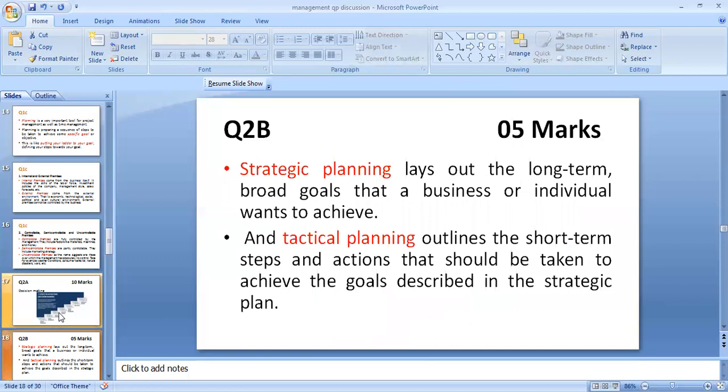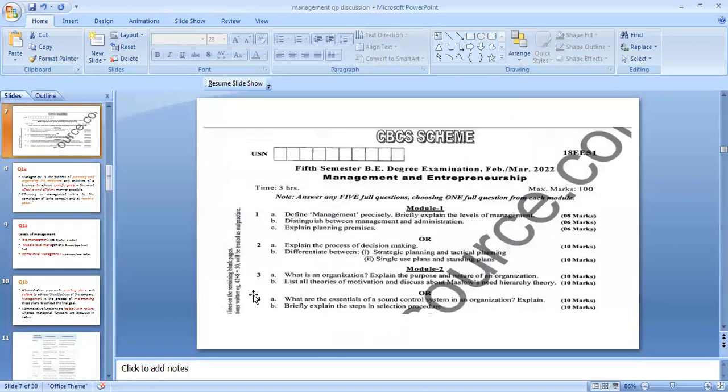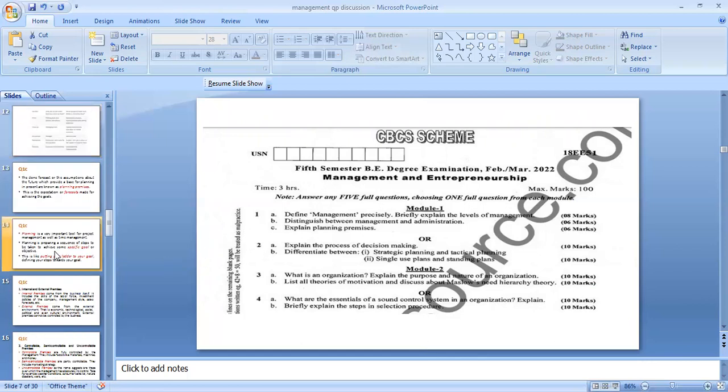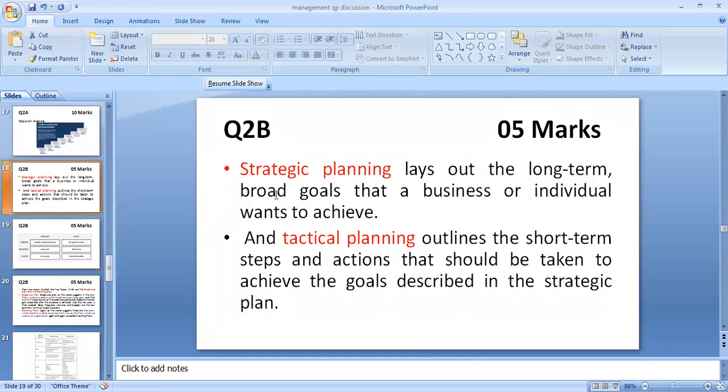Now I would like to discuss question number 2B. Differentiate strategic planning and tactical planning. Another one is single-use plans and standing plans. First of all, I would like to discuss strategic planning and tactical planning. What is the difference between strategic planning and tactical planning? Question number 2B, please pay attention. Okay, 2A I have discussed. Now we can see question number 2B.